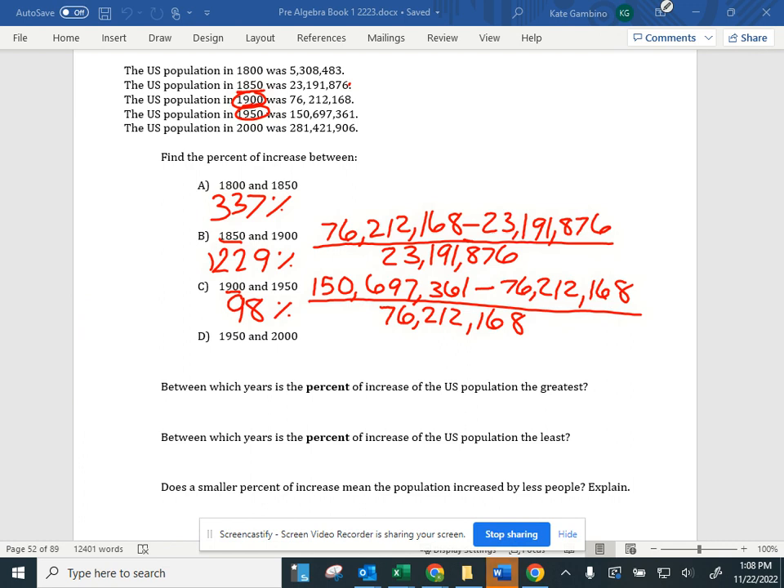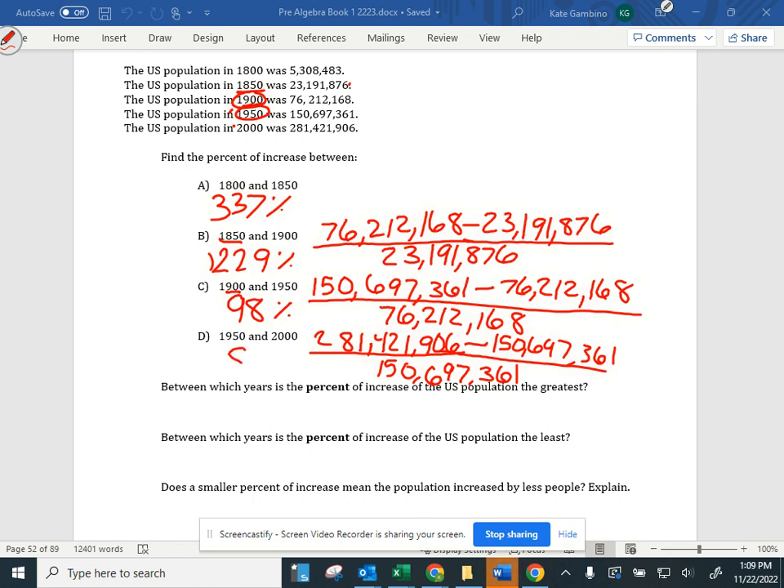So let's look at D, 1950 to 2000. So that's 281,421,906 minus 150,697,361 divided by our original, which was 150,697,361. We do that math and we get 87%.